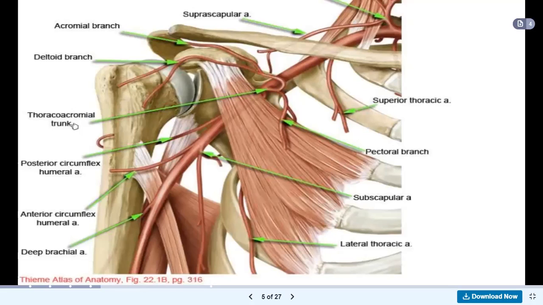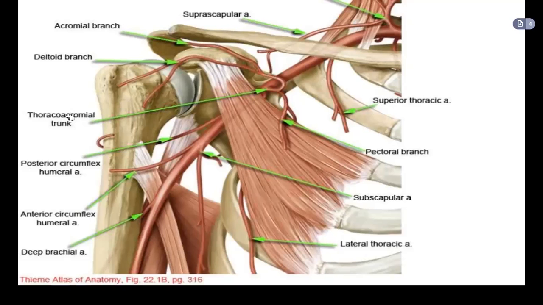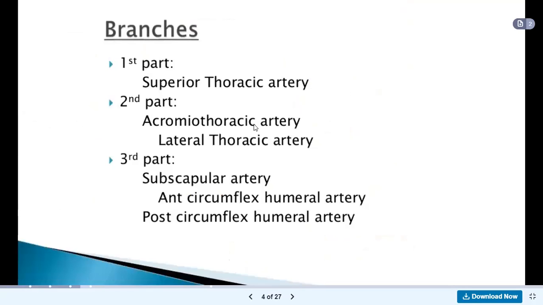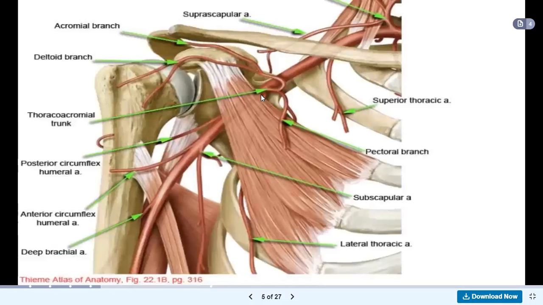So the thoracoacromial trunk is supplying both the thorax and the acromion. If we come back to this slide, here you see the acromiothoracic artery, supplying both the acromion and the thorax. The acromiothoracic artery is from that trunk that we just saw. So this is the trunk here.